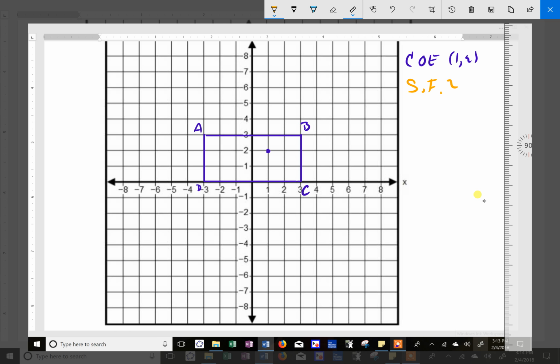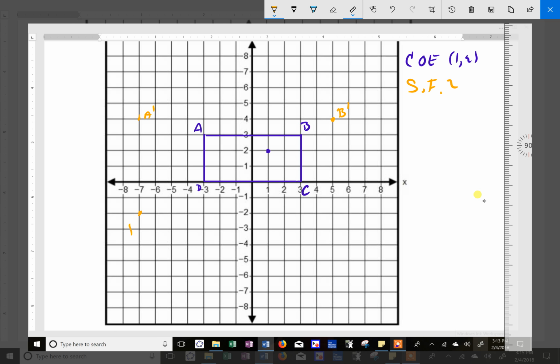So once again, I'm going to go over 2 and up 1. So instead of going over 2 and up 1, I'm going to go over 4 and up 2. 1, 2, 3, 4, 1, 2. This is B prime. In order to get to A, I'm going to go back 1, 2, 3, 4, and up 1. So back 8 and up 2. 1, 2, 3, 4, 5, 6, 7, 8, 1, 2. And that's going to be A prime. Down 1, 2, 1, 2, 3, 4.